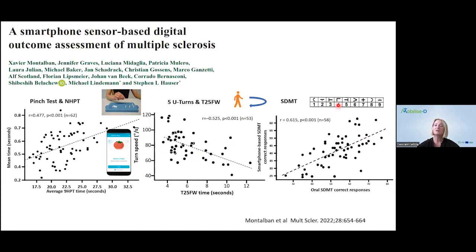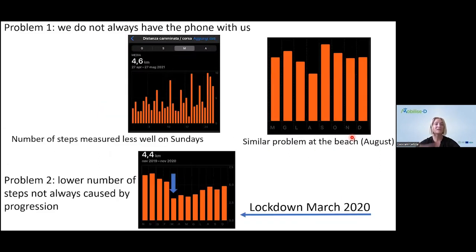And also the cognitive test, the single digit modality test, which is routinely performed to assess cognition in people with MS, is also correlated with a similar test that we can perform with the cell phone. But cell phones have a limit: we don't always wear them with us. And this is an example from my own cell phone. I don't wear a cell phone in my pocket.